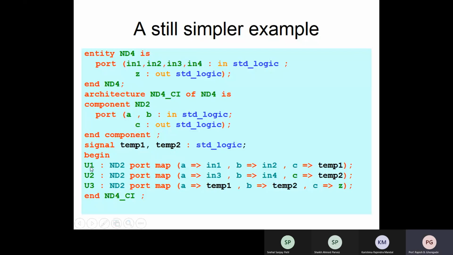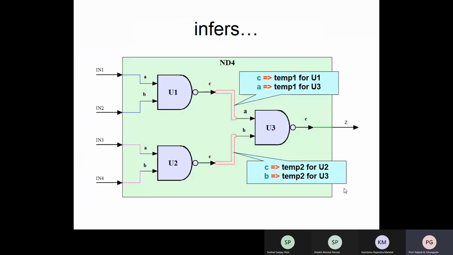And here you start with the actual architecture. You are calling one component, labeling it as U1, mapping the ports of the main entity like this. A is mapped to in1, B is mapped to in2, C is mapped to temp1, that is the output. For the second one, in3, in4, the output is mapped to temp2. And then combining these two to form the output Z. So it will be like this. Just go through this. Again, try to correlate how we have done it.